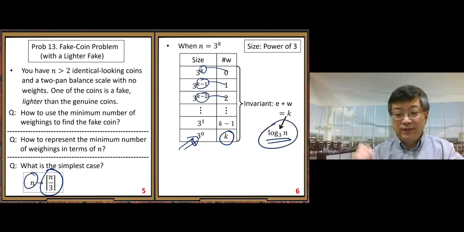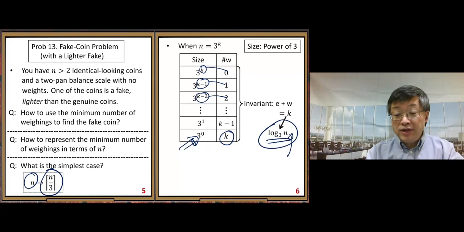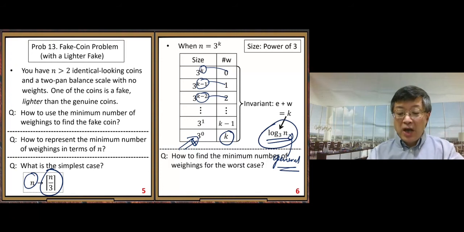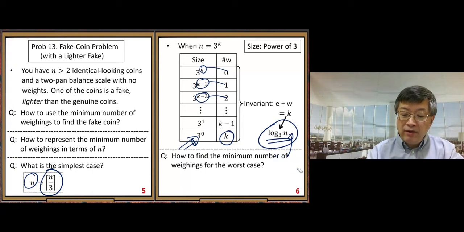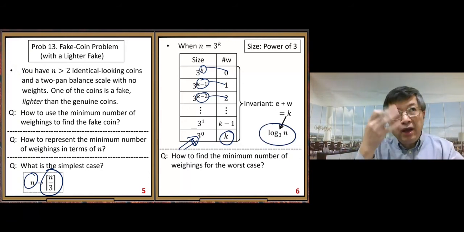But in order to look at the general case, not necessarily a power of 3, the general n, the weighing number should be an integer, right? Weighing number cannot be a non-integer number. So how to find the minimum number of weighings for the worst case? Integer number. So we should modify this log base 3 of n to make it an integer.